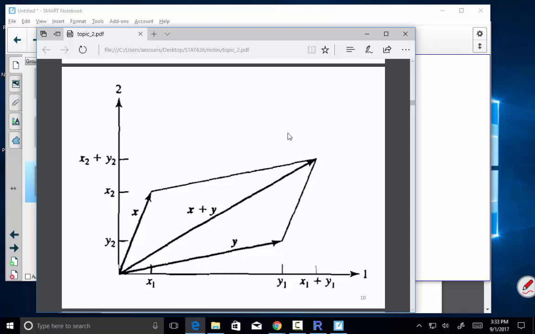There's a famous parallelogram representation of adding vectors. This is a picture that you've probably seen in junior high or high school. X is a vector, Y is a vector, and if you add them together, X plus Y is the diagonal of the resulting parallelogram that's created. And all that is a picture of what was on the previous slide. X plus Y is a component by component addition.